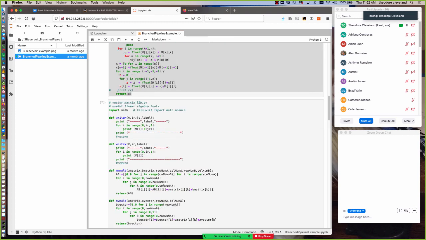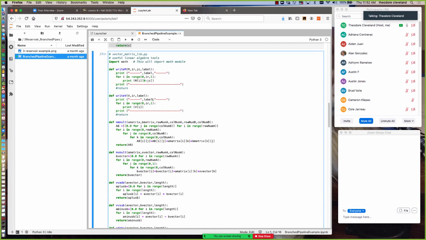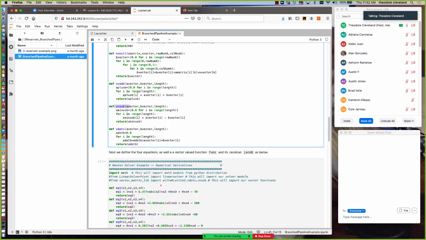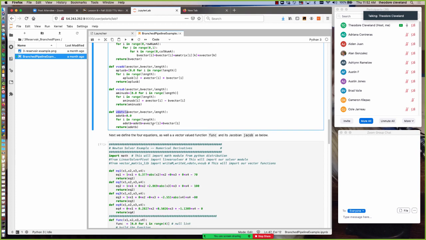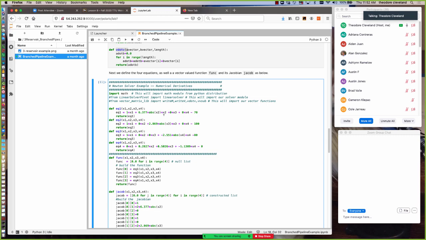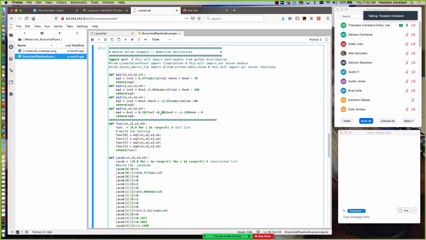So you had that in your MATLAB class. You probably picked it up in other classes too. And all this script is a collection of functions that lets us write matrices, write vectors, multiply matrices, multiply vectors, add vectors, subtract vectors, and compute the inner product of a vector, A dot B, if you will. And here is the actual solution to the three reservoir problem.